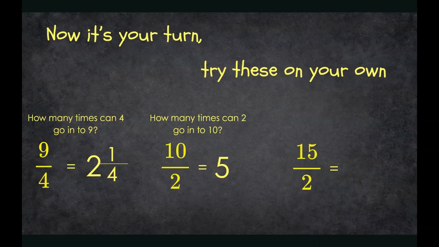And then finally, our last one, 15 halves. How many times can 2 go into 15? Well, I know it can go in 7 times because that's 14. That's going to give me a remainder of 1 because 15 minus 14 is 1. And then I'm in halves, so my denominator is a 2. 15 halves equals 7 and 1 half.